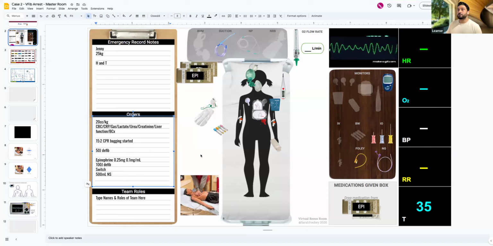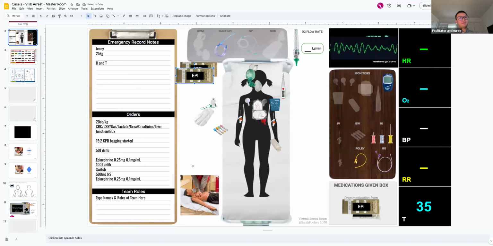At this point, let's do a rhythm and pulse check, please. Okay. No pulse. Rhythm is unchanged. Okay, continue compressions. And we will charge at 6 joules per kilo. Should we give another epinephrine? Yes, please go ahead with the epinephrine. Thank you. So I'm going to be delivering another epinephrine. It's 0.25 milligrams of 0.1 milligram per milliliter. I'll deliver that now at this point.